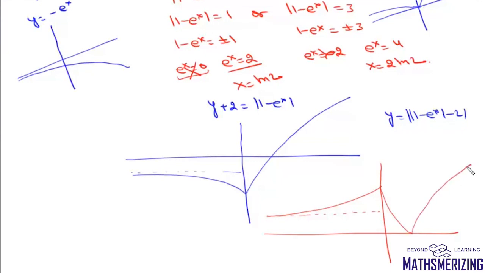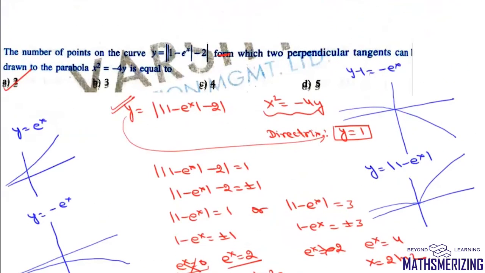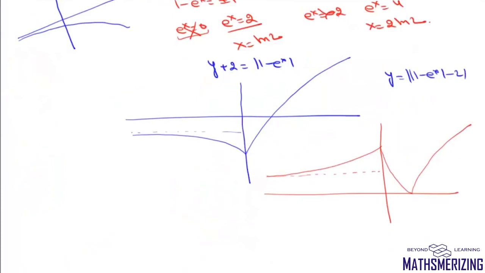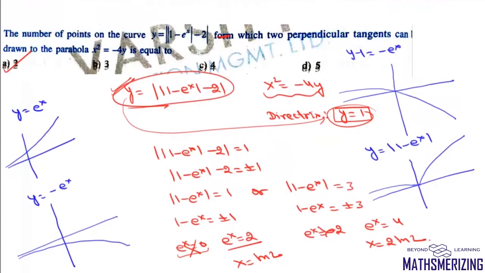Now we need to find the number of points of intersection between this graph and the y equals 1 line. So we'll draw the y equals 1 line. These two graphs intersect at these 2 points. So the number of solutions in this case will simply be 2. So the answer to this question is 2, which is option number A.